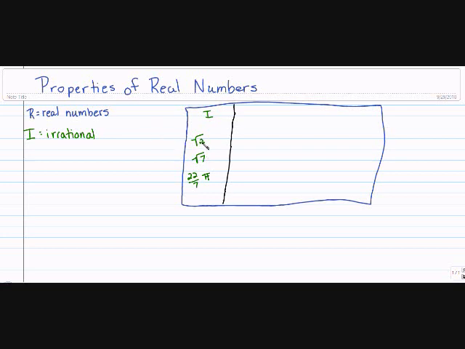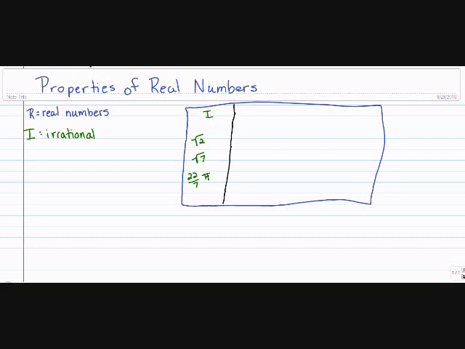Okay, notice radical 2 and radical 7, they are not perfect squares, meaning you can't take a number out of them, and therefore you're going to end up with a decimal that never ends and has no pattern. That is why it is irrational.